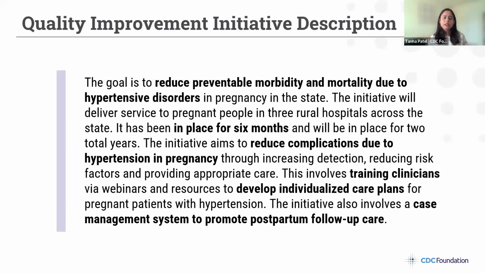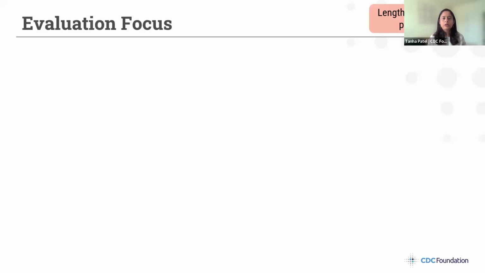The initiative currently delivers services to pregnant people in 3 rural hospitals across the state. The initiative has been in place for 6 months and will continue for 2 years in total. And the initiative involves training clinicians via webinars and resources to help them develop individual care plans for pregnant patients with hypertension, and the activity of providing case management to promote postpartum follow-up care. So again, this is a quick summary of our example.